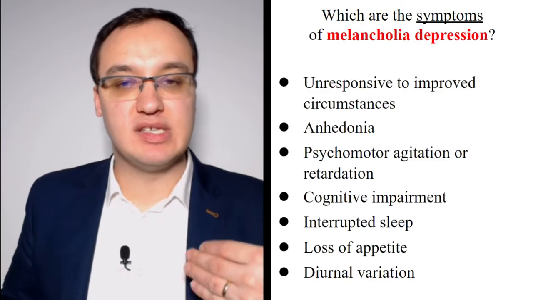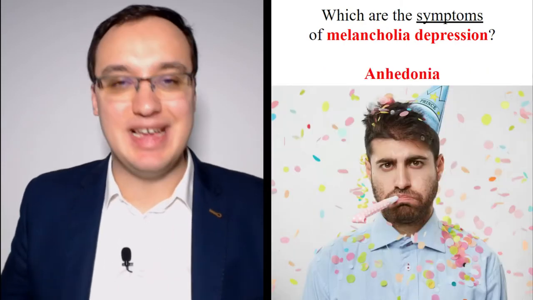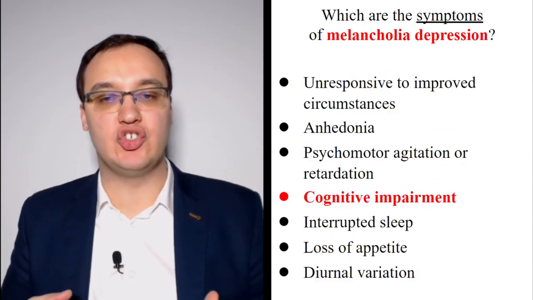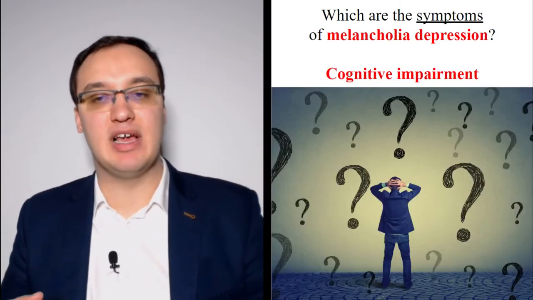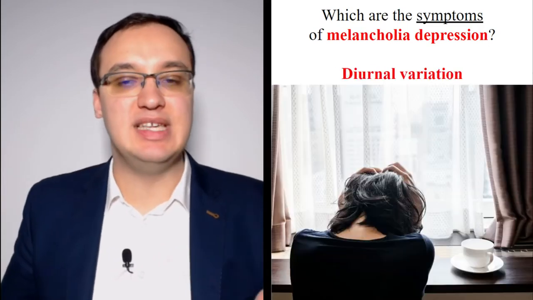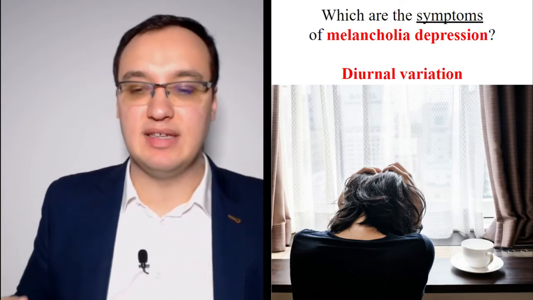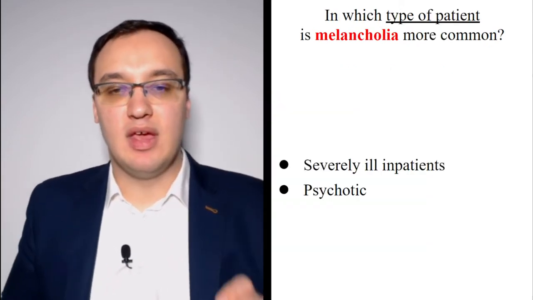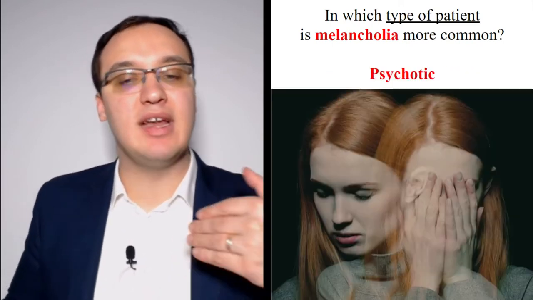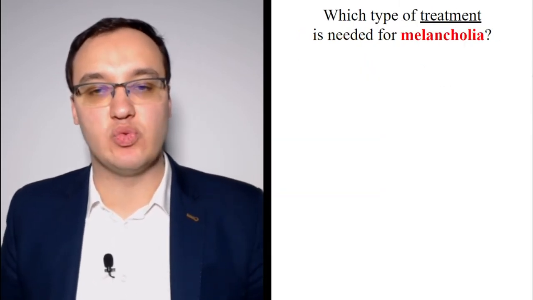Melancholic, this is unresponsive to improved circumstances. They have anhedonia, we said lack of interest, psychomotor agitation or retardation, cognitive impairment in melancholia, interrupted sleep, loss of appetite, and diurnal variation. So, for example, melancholic patients are more sad in the evening. Then it is more common in severely ill patients and in psychotic patients. So melancholia is more common in these ones.